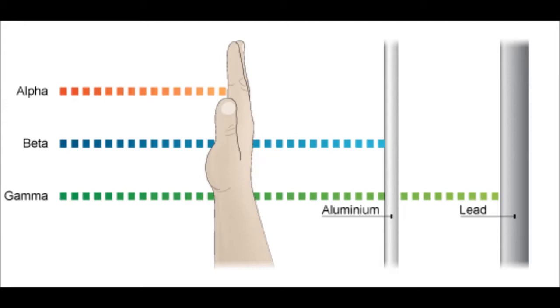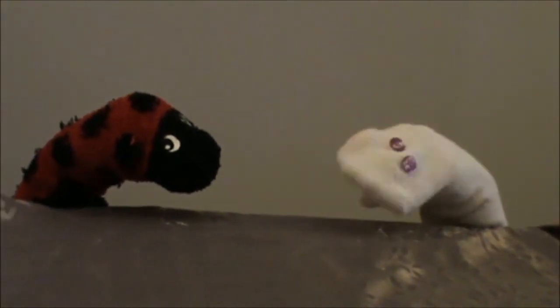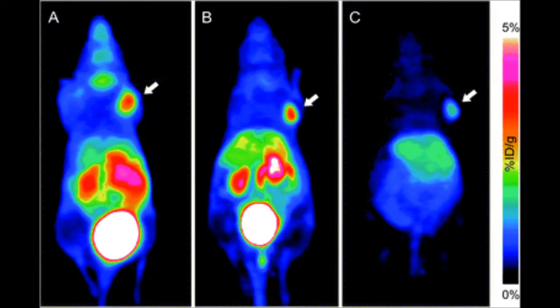Gamma rays are the most energetic form of electromagnetic radiation, for example X-rays. Gamma rays can penetrate the human skin and can only be stopped by laser. So, how is copper-64 used in medicine? It is mainly used to study the brain functions and PET imaging.